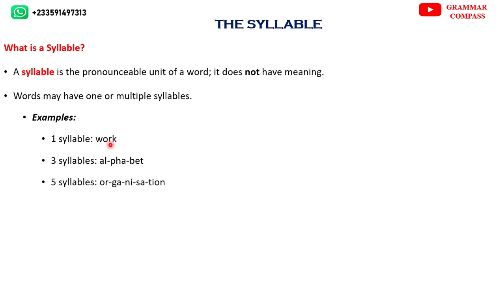Here are some examples. In the first one, work. It contains only 1 syllable. You say work at a go. You say work in just one breath.